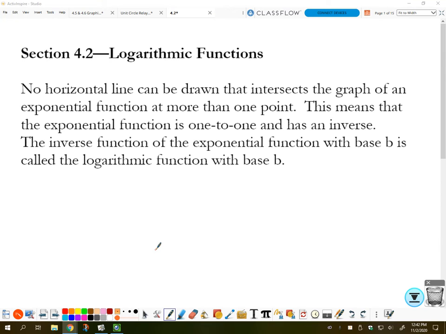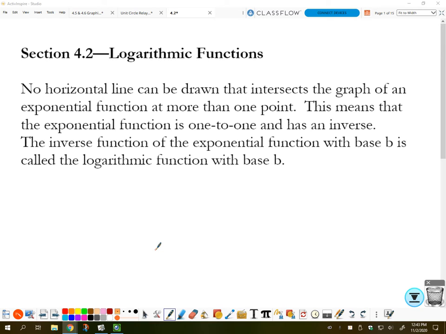Okay, so we did 4-1, which is exponential. So today we're doing 4-2, which is logarithmic functions. And the reason they're together is because they are inverses of each other. So this says no horizontal line can be drawn that intersects the graph of an exponential function at more than one point. This means that the exponential function is 1-to-1 and has an inverse. The inverse of an exponential function with base b is called the logarithmic function with base b.